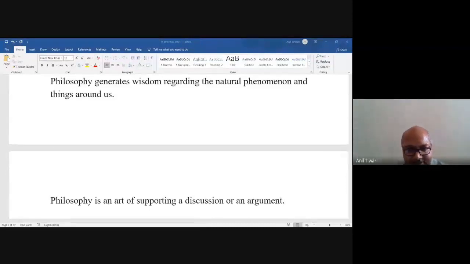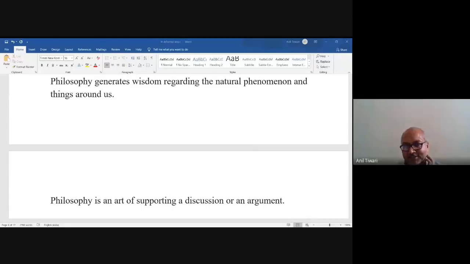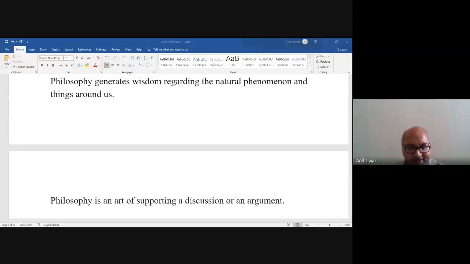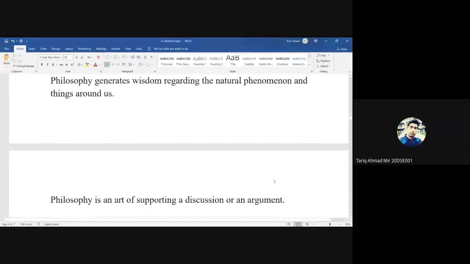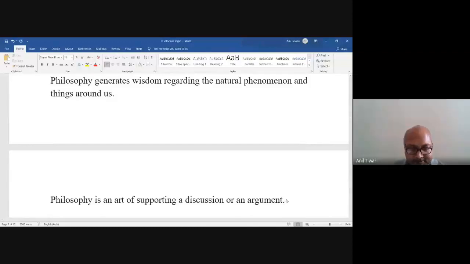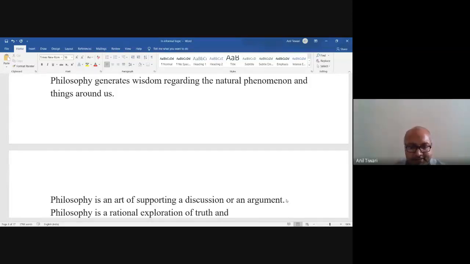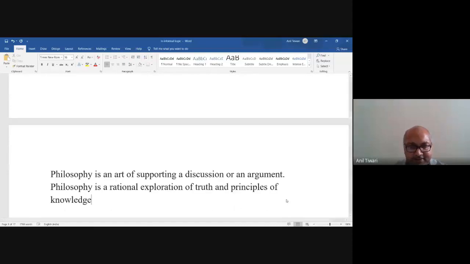Let me see who is speaking. Tariq, okay, then we will come to Payal after Tariq. Philosophy can be defined as the rational investigation of truths and principles of being, knowledge, or conduct. So philosophy is a rational investigation of truth and principles of being, knowledge, and conduct.